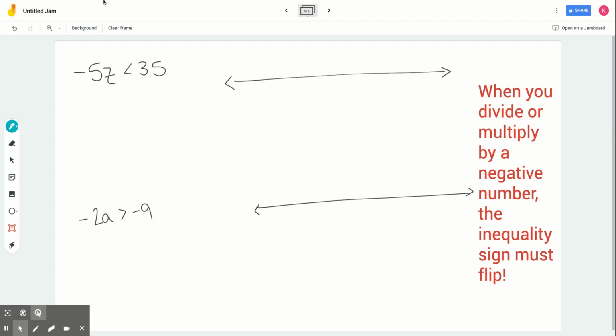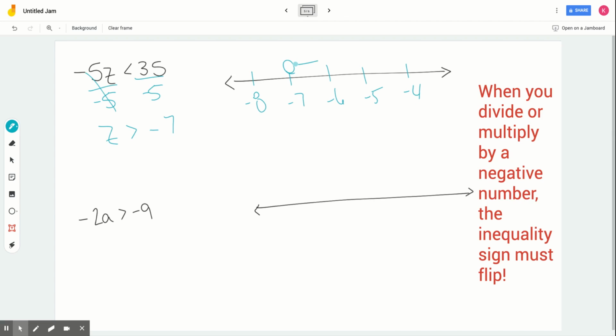On the first one here, -5 and z are being multiplied, so the opposite is to divide by -5. Positive divided by a negative is a negative, and 35 divided by 5 is 7. Now keep in mind, when we multiply or divide by a negative number, we must flip the inequality symbol. So z is greater than negative 7. So since it is greater than, we use that open circle and shade to the right.